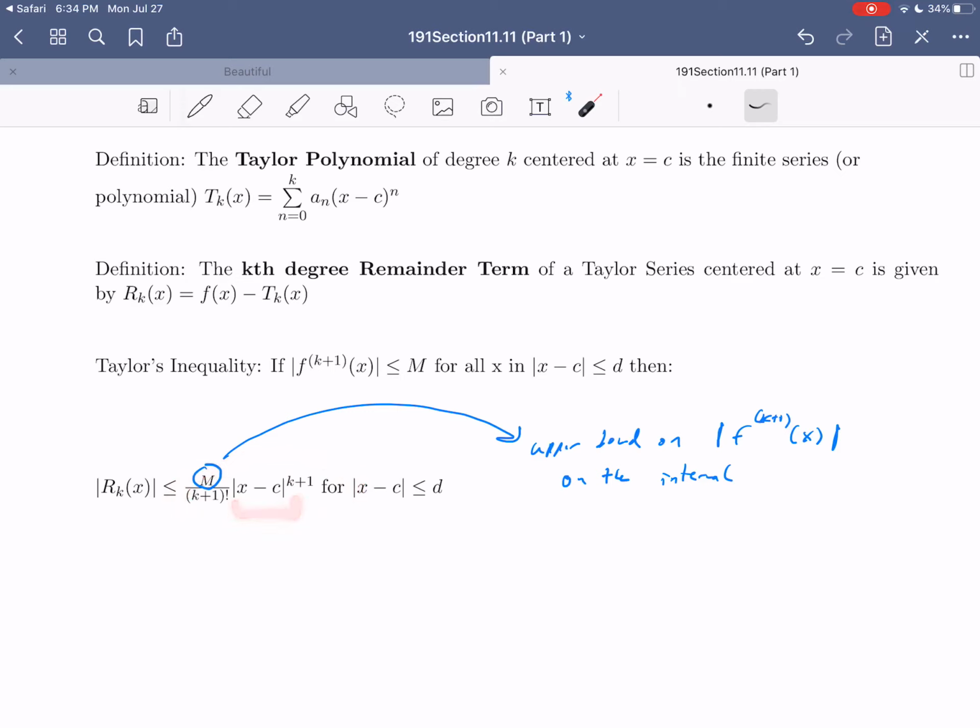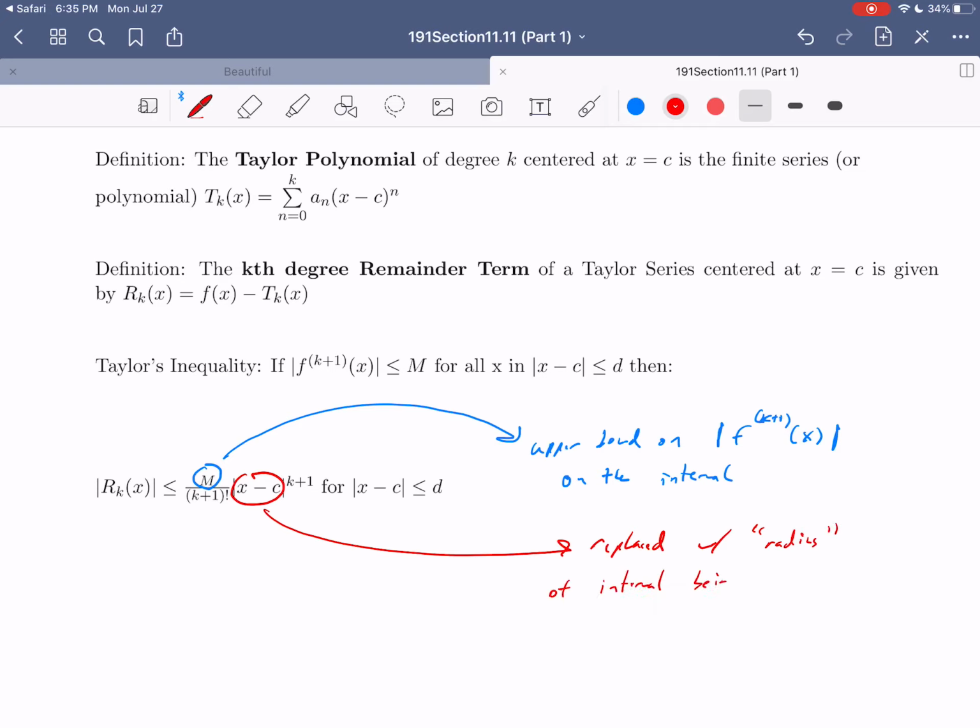And then this (x minus c) to the k plus 1 is sometimes the most confusing for people, because this inequality is actually a functional inequality, talking about the size of this function versus this. But in terms of practical use, what you're going to do with this component is that this x minus c in here is going to be just replaced with the size, or we'll even use the word radius, of the interval being worked on. So this is actually a functional inequality, meaning it's comparing two functions.